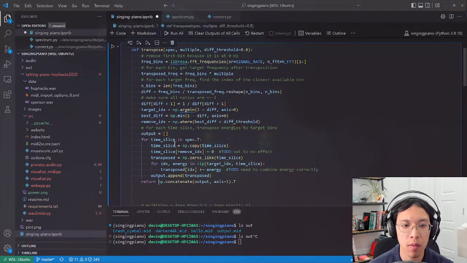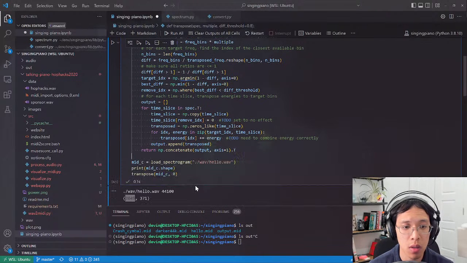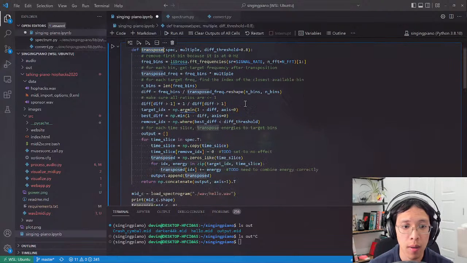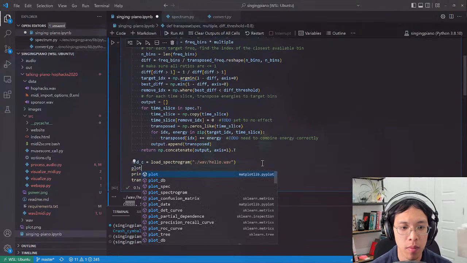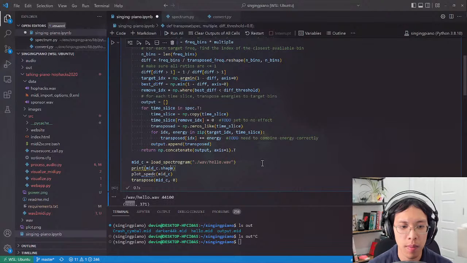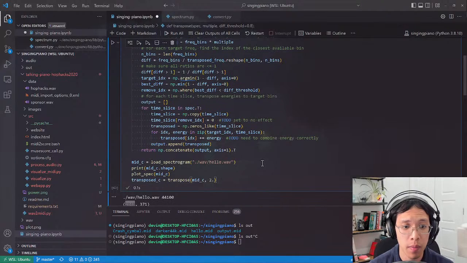Okay, that was a lot of work to make a very ugly function, but in theory, it should do the thing where we want to transpose something. So let's give it a shot. We have loaded a spectrogram. We plot it, let's plot it. And then transpose it. And we'll transpose by like 2, so that gives us 1 octave higher, and then plot the transpose version.